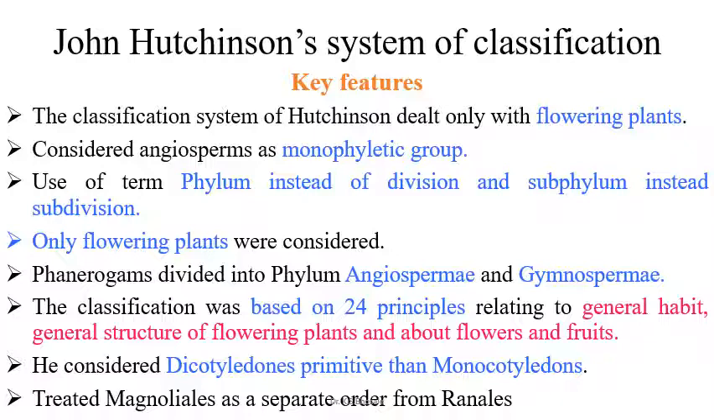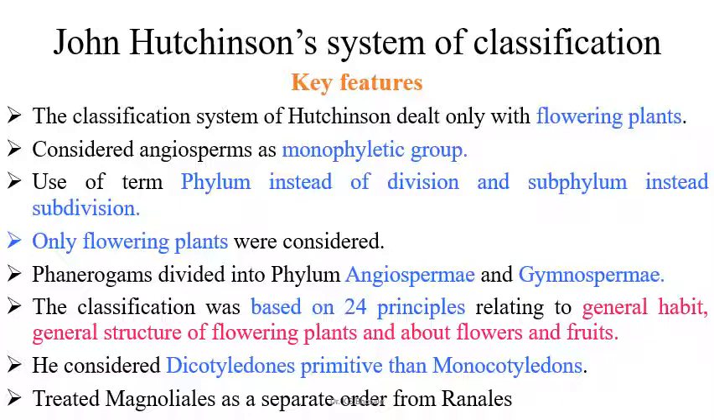The key features of this system are as under. The classification system of Hutchinson dealt only with flowering plants. He considered angiosperms as a monophyletic group. He used the term phylum instead of division and subphylum instead of subdivision. Only flowering plants were considered. Phanerogams were divided into phylum Angiospermi and Gymnospermi.